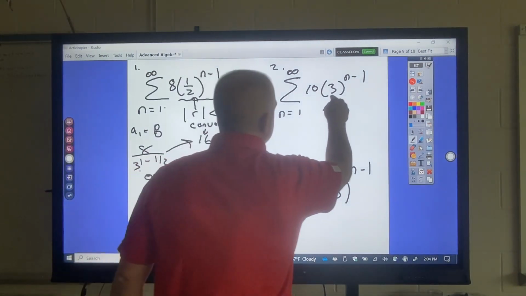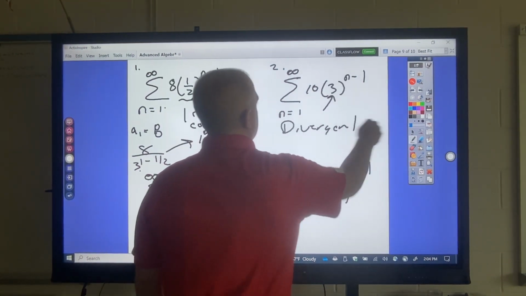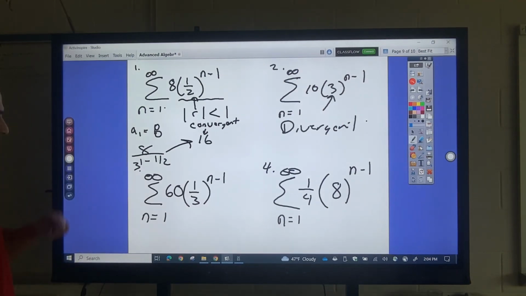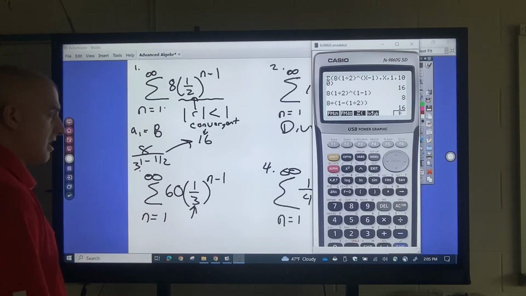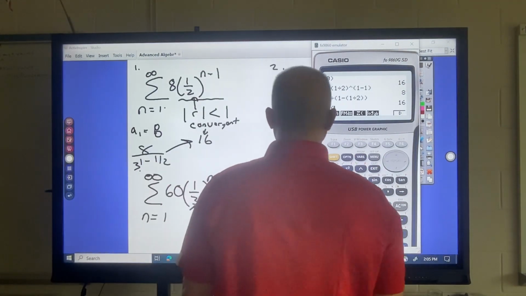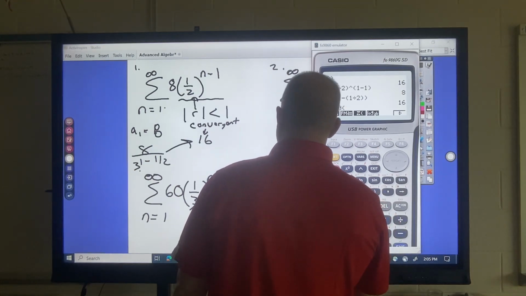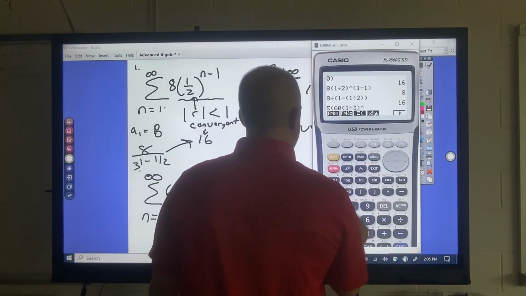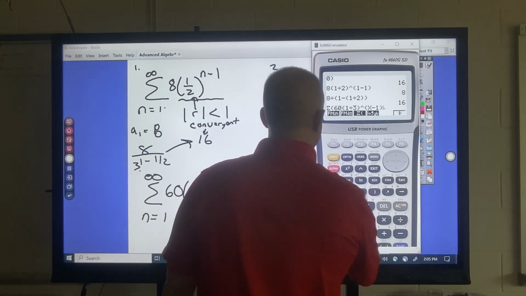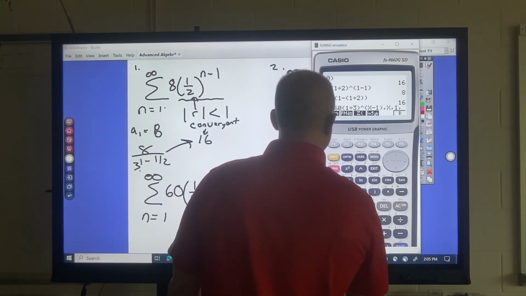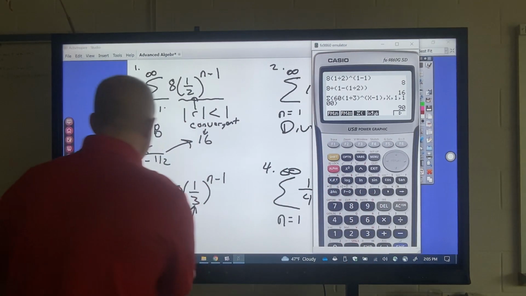This one, if I look inside here, is bigger than 1. This is a divergent series. I can't do that one. This one I can do. You can do it a couple different ways. You can use the sigma thing and do 60 parentheses 1 divided by 3 exponent parentheses x minus 1, comma x, comma 1, and since we're going to infinity, I'm just going to use 100. It's going to be 90.